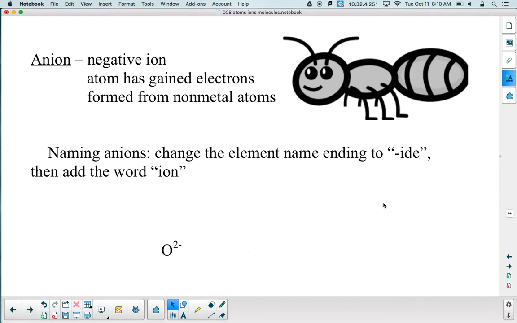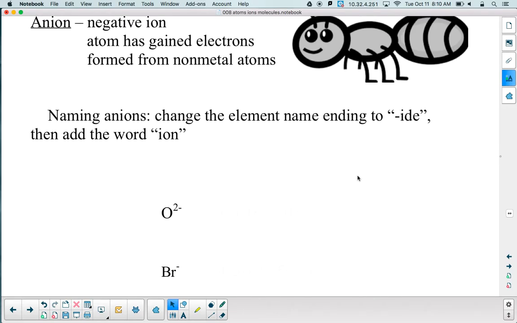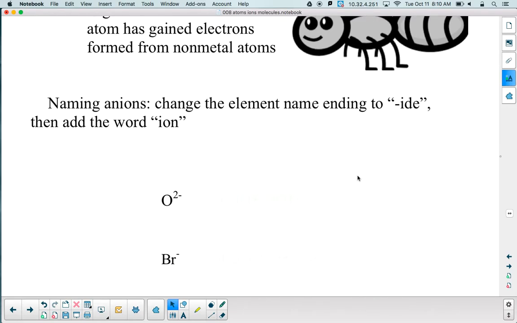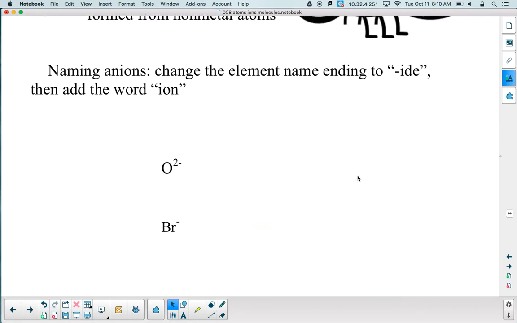Our anions, we used a picture of an ant to remember that they're negative, are formed from nonmetal atoms when an atom has gained a negative electron. Naming anions is only slightly more difficult than naming cations. We simply are going to change the element name ending to be IDE and add the word ion. So we have the oxide ion and the bromide ion.